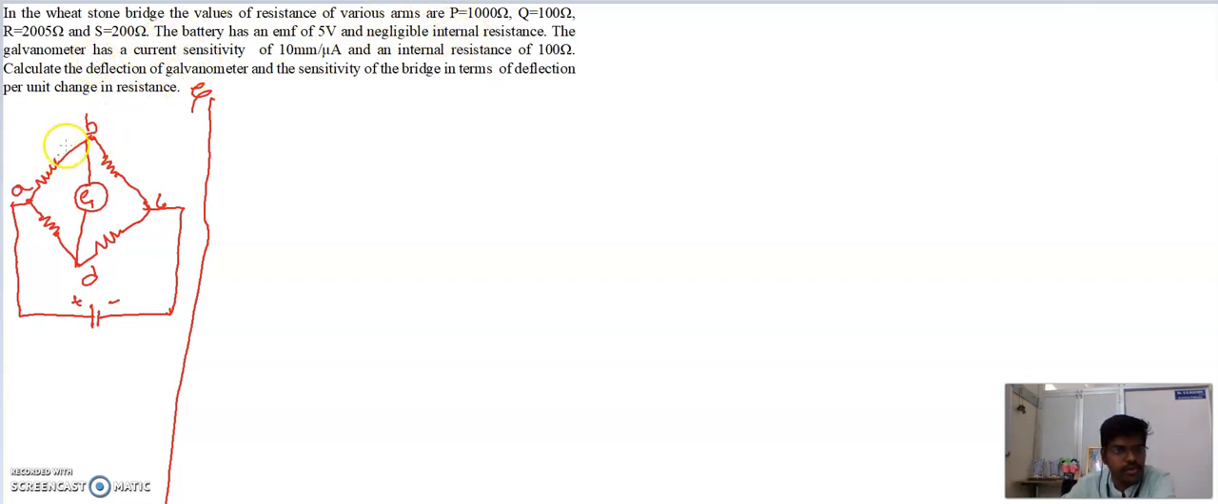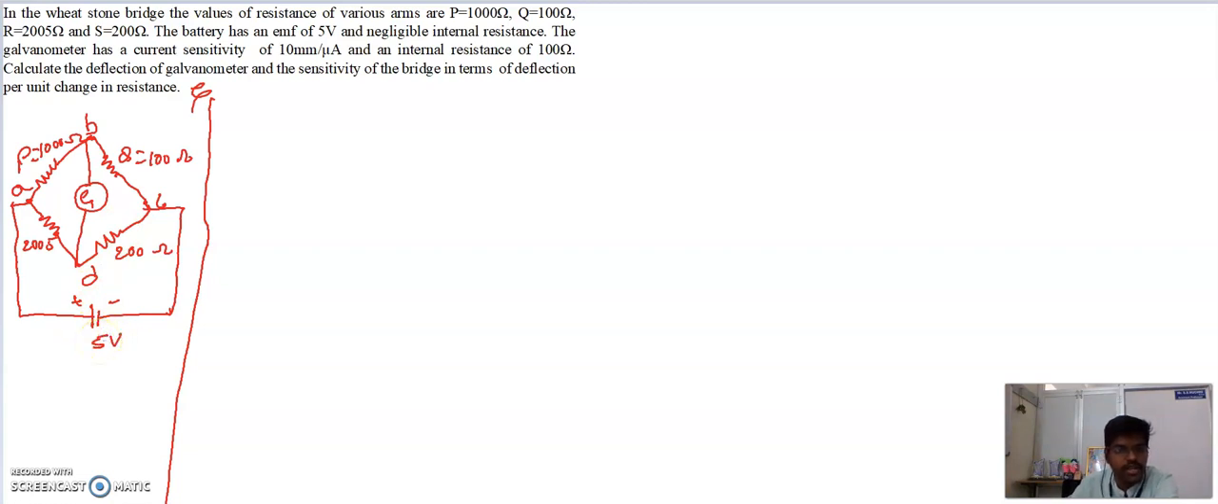So better draw the Wheatstone bridge once again. P is given as 1000 ohm and Q equals 100 ohm. The unknown resistance R is given as 2005 ohm, and S equals 200 ohm. The battery supply is given to the terminals A and C, and it has an EMF of 5 volt.